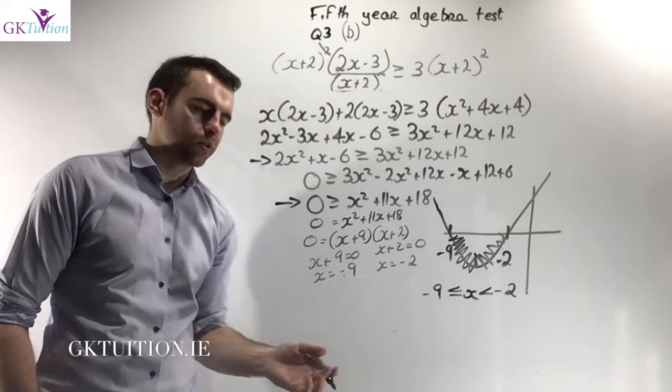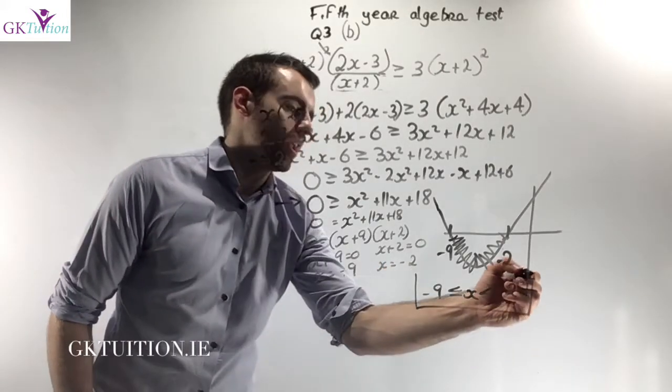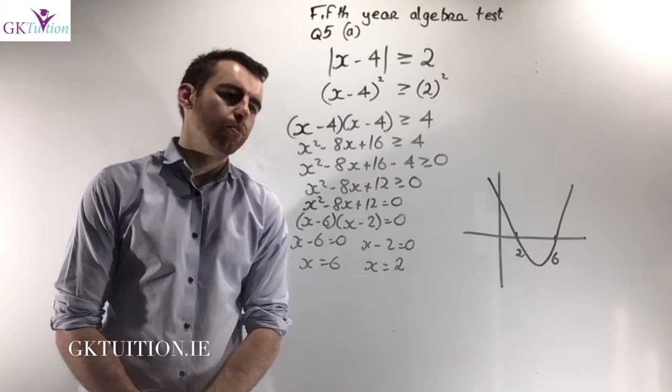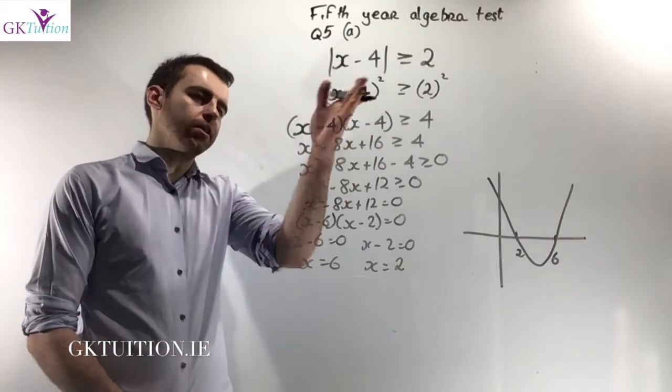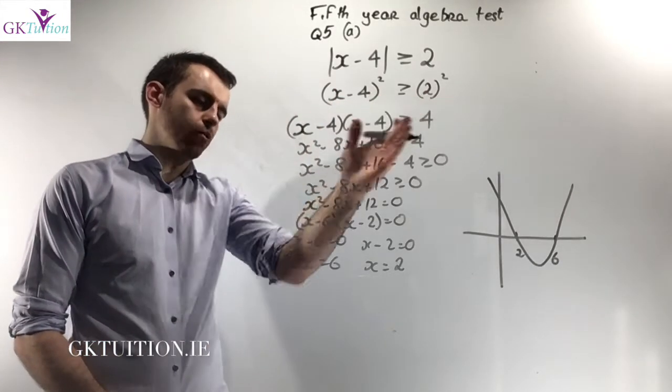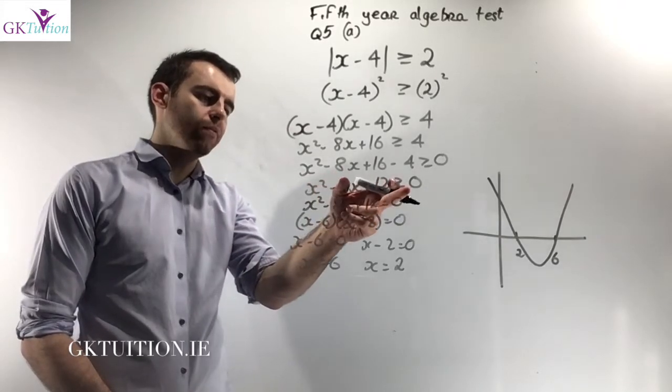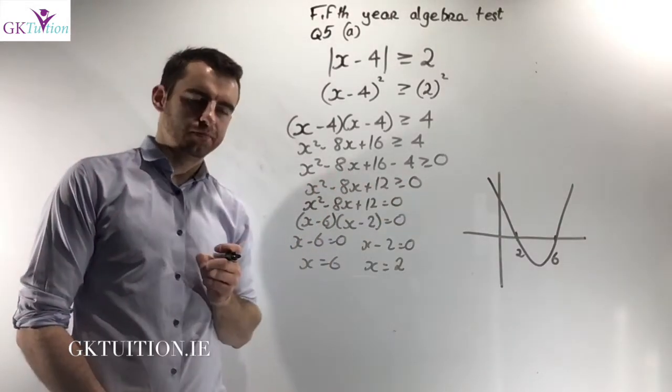It's not less than or equal to minus 2. And that's your final answer, and it's worth 10 marks for this question. Okay, so if we multiply this one out, all I do is multiply out the left-hand side, square the right-hand side, and you end up with x squared minus 8x plus 12 is greater than or equal to 0.